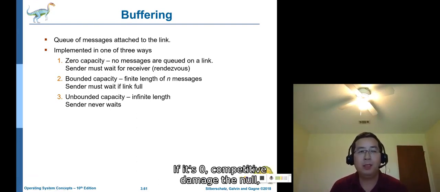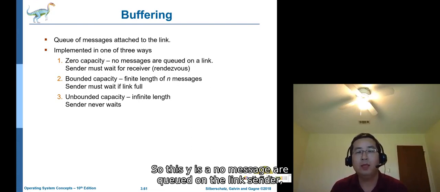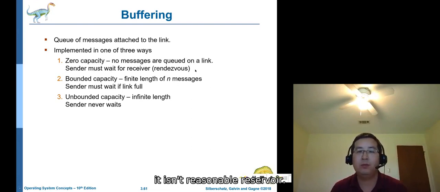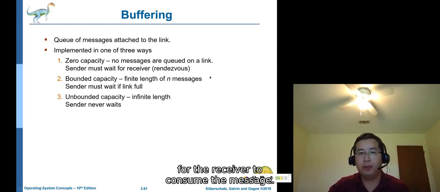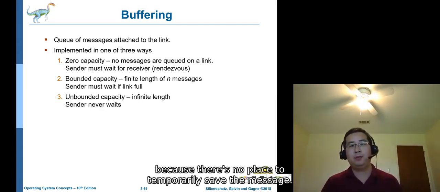If it's zero capacity, that means no buffer. You must send a message directly to the other side. So no messages are queued on the link. The sender must wait for the receiver. We call this rendezvous. Right? So that means you must wait for the receiver to consume the message, and then you can continue the rest of your process, because there's no place to temporarily save the message.